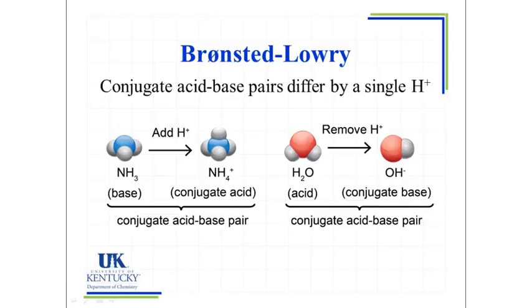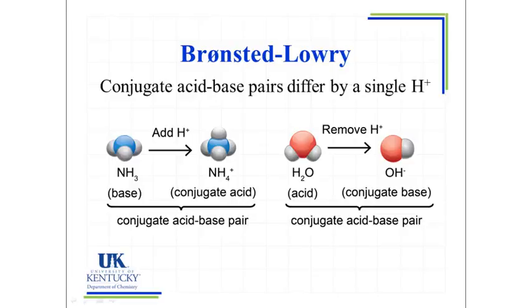Now we can look at the Bronsted-Lowry definitions of acids and bases. We have conjugate acid-base pairs that differ by a single H+. If I look at NH3, which is acting as a base because it's acting as a proton acceptor, I look at its partner, the conjugate acid of that base, and I see it's NH4+ because it has accepted that proton. Now, NH4+ can behave as an acid because it can behave as a proton donor. And together, the NH3 and the NH4+ behave as a conjugate acid-base pair.